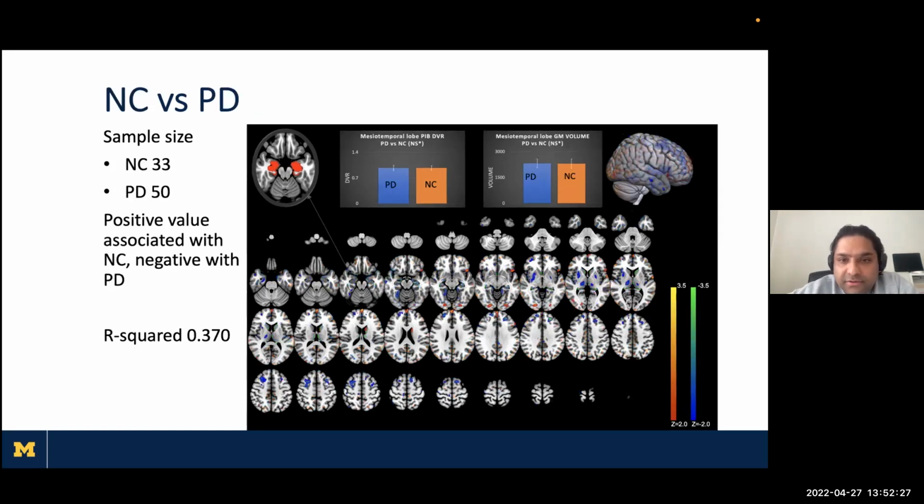Now if we look at the normal controls and PD, Parkinson's, what we can see is that the DVR in the medial temporal lobe doesn't separate the two groups. And similarly, if we just look at the volume of the medial temporal lobe, we cannot separate PD versus normal controls. But at least what we can see is that amyloid is present in thalamus, putamen, pallidum, and hippocampus in PD cases.